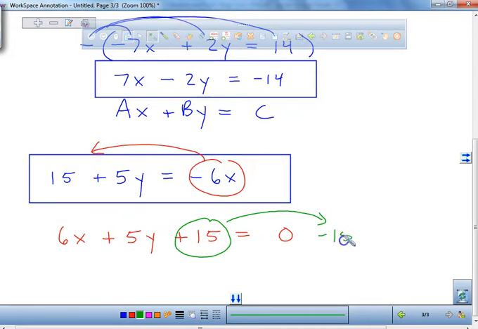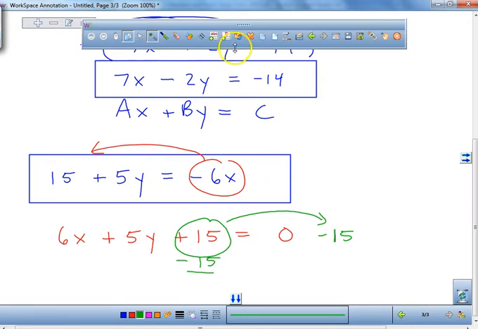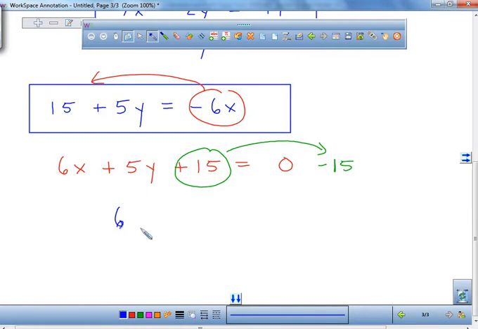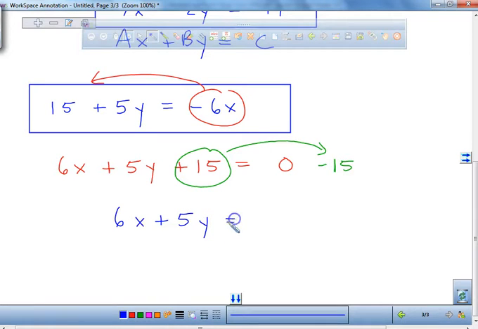Now that's not what they're going to show you in a math textbook. What are they going to say in a math textbook? Take away 15 from this side and take away 15 from that side. Alright? That's the Eeyore way. Right now, let's just do the Tigger way. Throw it across. Alright? And so what's our final answer in standard form? 6x plus 5y equals negative 15.